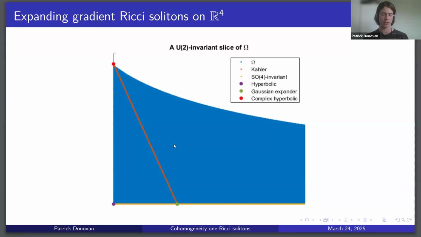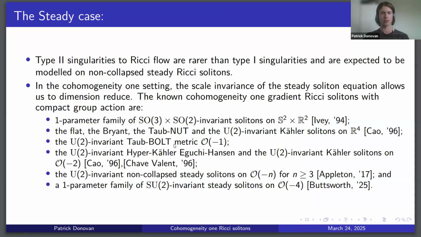Well, there is another case here that we're kind of missing out, and that's the translators. So what about the steady case? Type 2 singularities is where we're looking at the steady case, and this gives us non-collapse, well, ideally, we're looking for non-collapsed steady Ricci solitons. These are the singularity models we want. And again, the cohomogeneity one setting is the maximal case of symmetry that we want to understand, but these are well known. In particular, we can dimension reduce, and this problem becomes a little bit more simple, and a lot of examples are known.